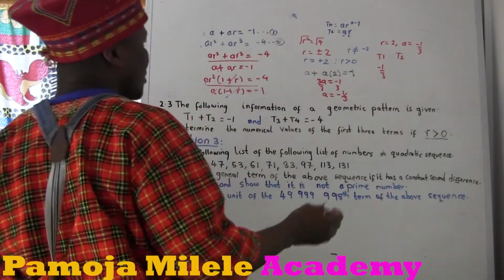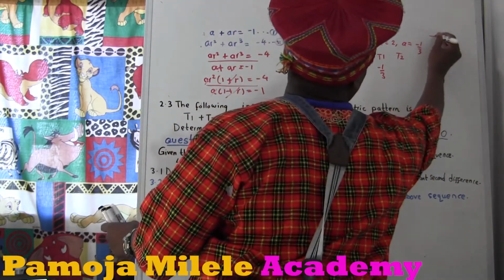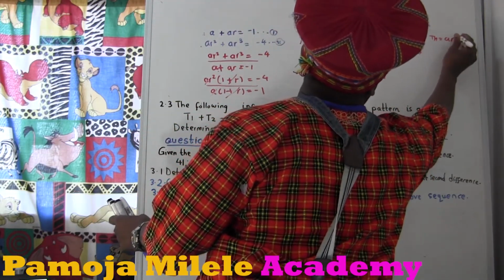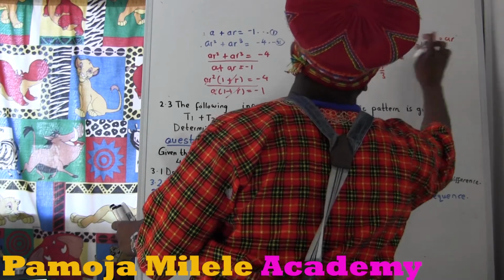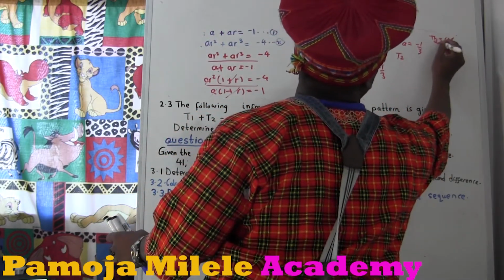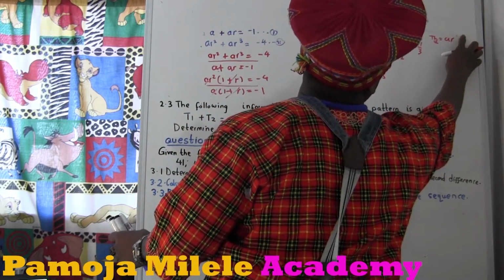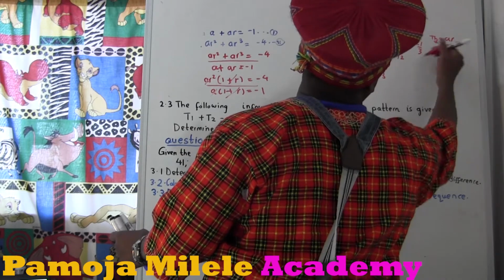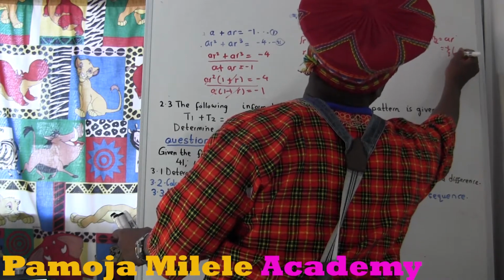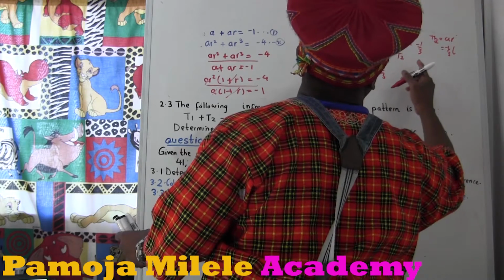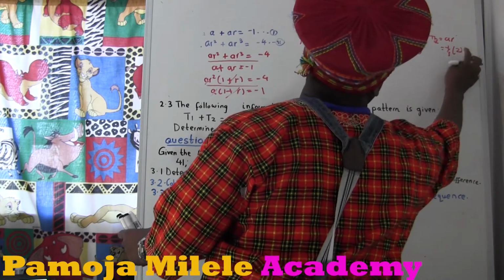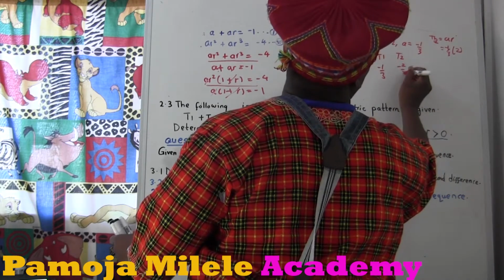Term 2: we know Tn equal to a r to the n minus 1. So term 2 means n is 2, and 2 minus 1 equal to 1. So a, what is a? Our a equal to negative 1 over 3. And r, what is r? r equal to 2. So when you multiply, you get negative 2 over 3.